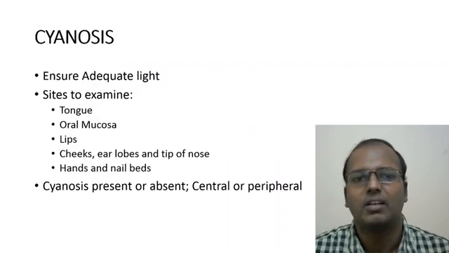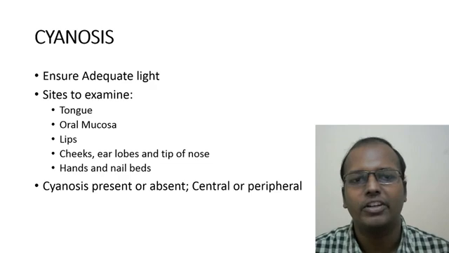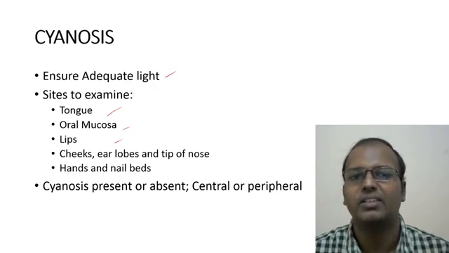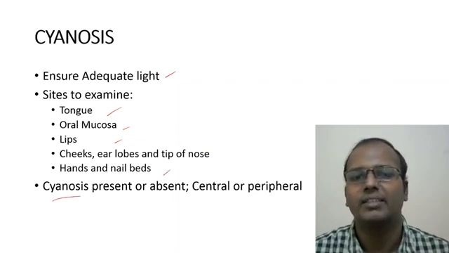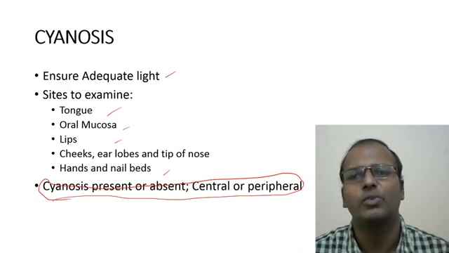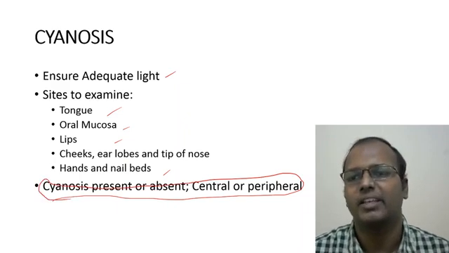So cyanosis. How to examine cyanosis? You have to ensure adequate daylight, and sites to examine include the tongue, oral mucosa, lips, cheeks, earlobes, tip of nose, and hands and nail beds. You can comment whether cyanosis is present or absent, and whether it is central or peripheral. In peripheral cyanosis, only the extremities will be cyanosed.